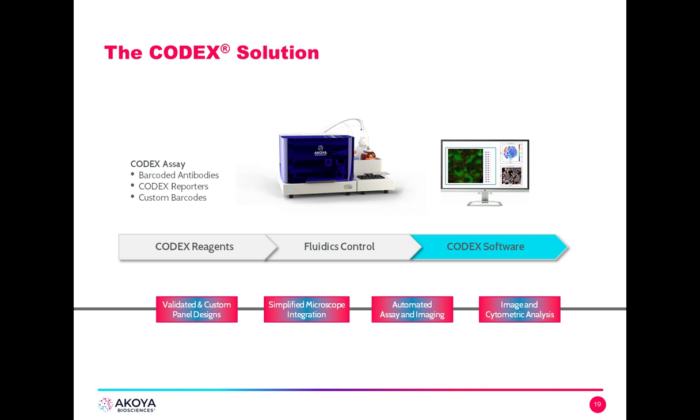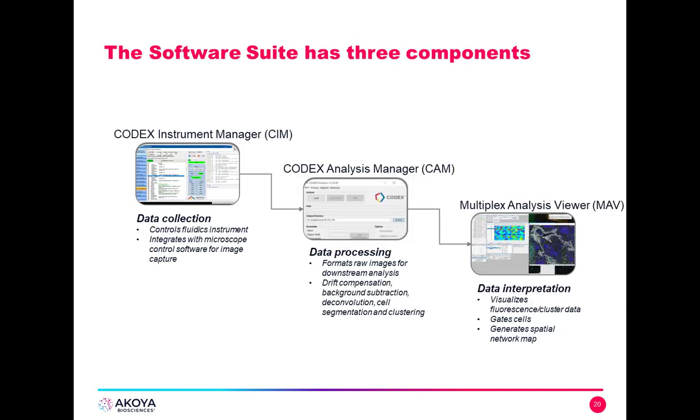In addition to controlling the automation, CODEX is also able to analyze the images once they've been captured. So we have 3 components to the software. There is the CODEX Instrument Manager, which is going to be responsible for controlling the fluidics as well as the microscope. There is the CODEX Analysis Manager, which is going to be responsible for data processing, including formatting the data and allowing for cell segmentation and clustering. And then there's the Multiplex Analysis Viewer, which is going to allow us to interpret our data and perform the analysis.